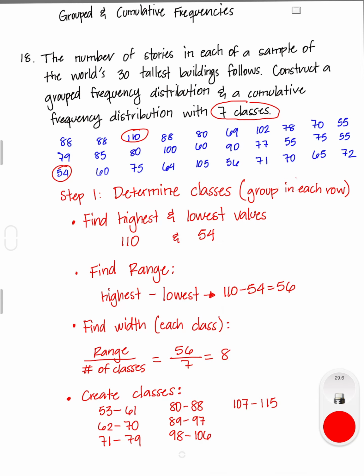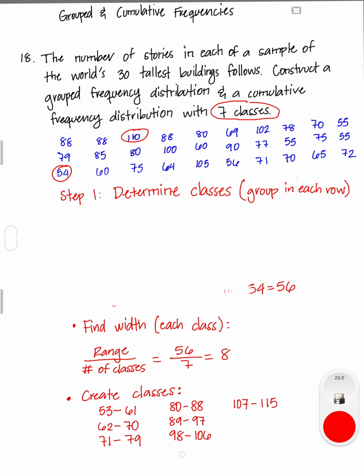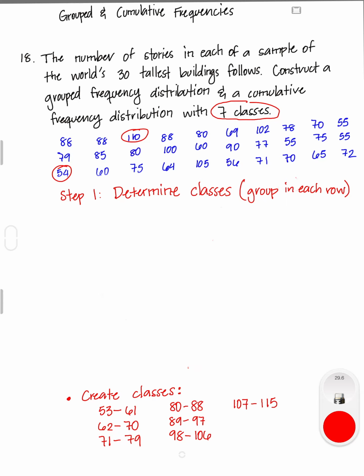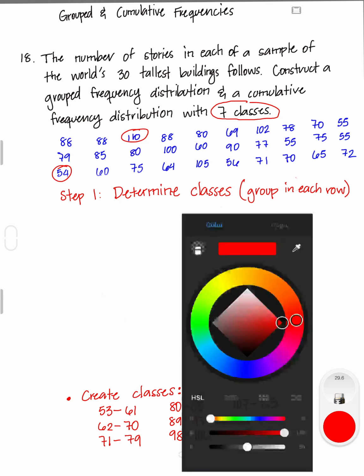So we already found the highest and lowest values, found the range and the width, and we have created our classes. So I'm going to go ahead and erase this. This is definitely like my whiteboard, as if I was in class and I ran out of space. So there it is, and let me rewrite the classes.